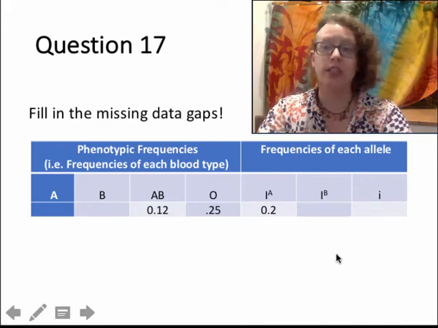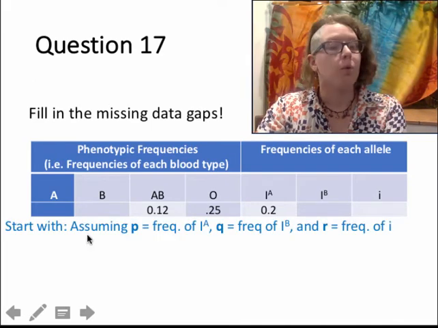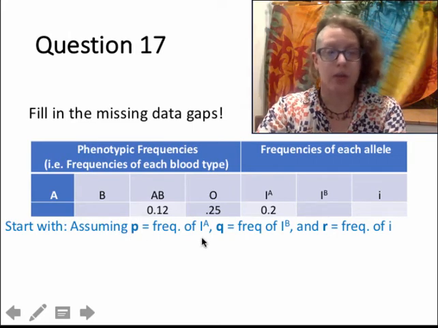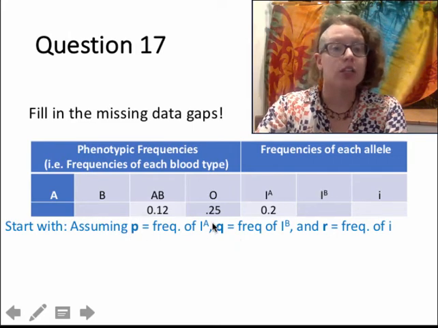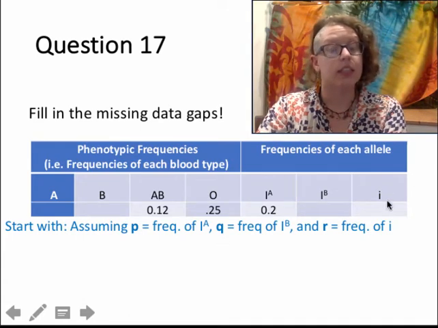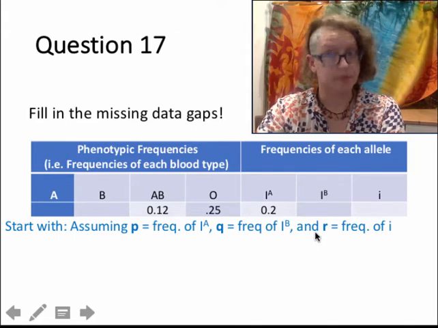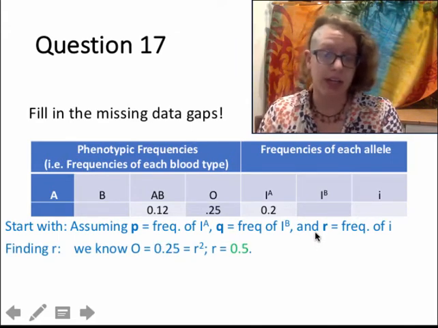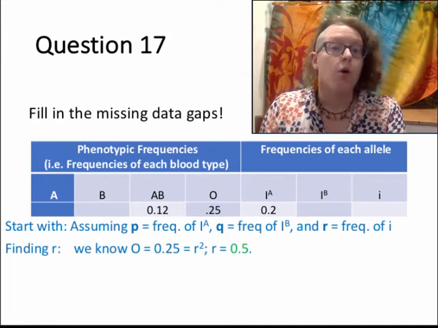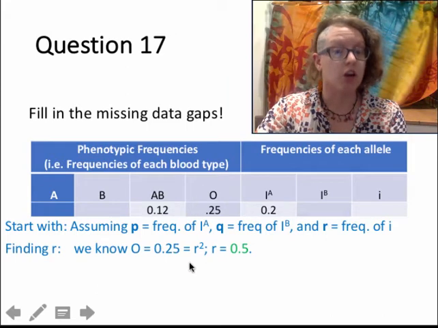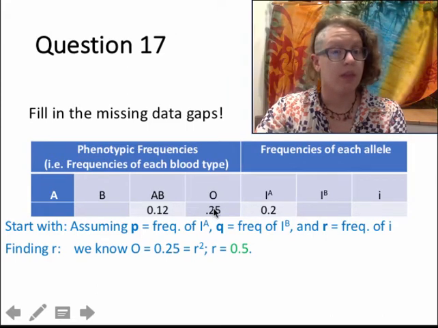So the first step is this one. We're going to assign I^A to little p, I^B to q, and lowercase i, our recessive allele, to r. And step 1 is to find r. We know that O is our phenotype, which is r squared. Therefore, r is the square root of 0.25, which is 0.5. So that's r.